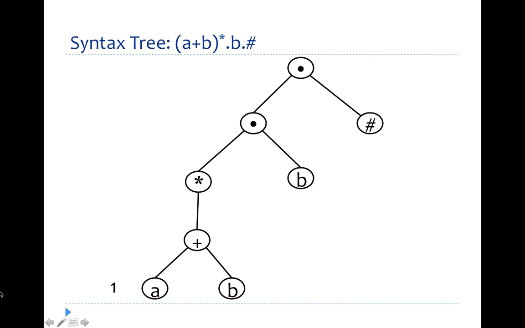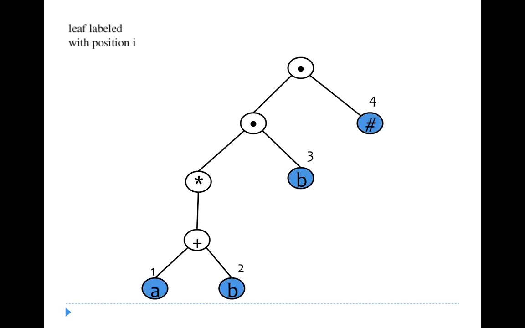Then in this tree, these are the leaf nodes which will be labeled with their position. Hence, A is labeled with 1, B is labeled with 2, here B is labeled with 3 and hash is labeled with 4. These are the leaf nodes labeled with I. The first and last position of a leaf node labeled with I is the label itself. Hence, for the node with label 1, the first position is 1 and last position is also 1. For node 2, first position is 2, last position is 2. For node 3, first position is 3 and last position is 3. Similarly here it is 4 and 4. So we are done with the first and last position of all the leaf nodes.